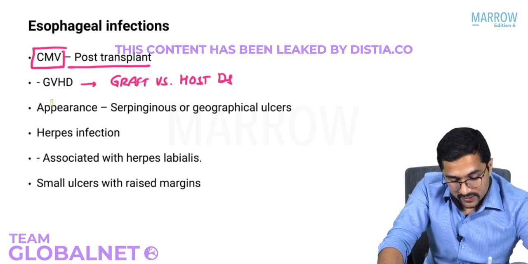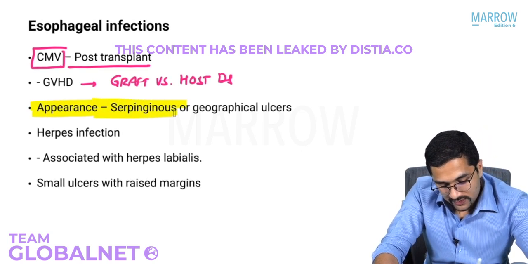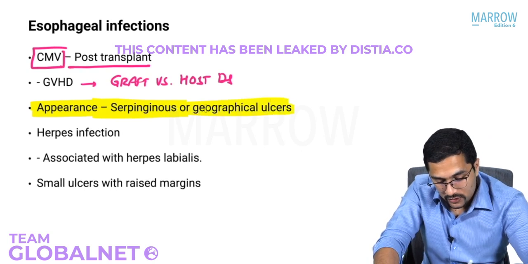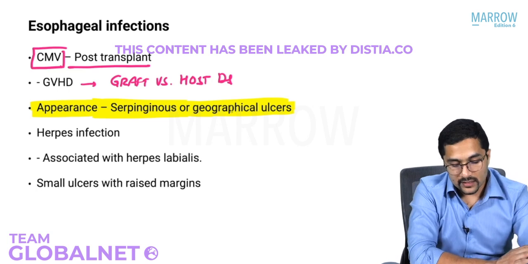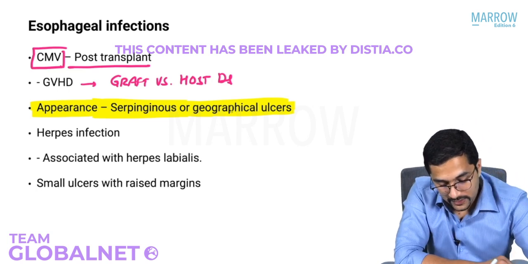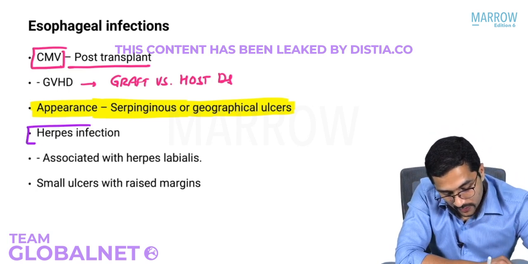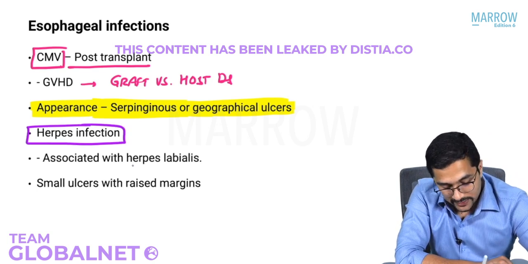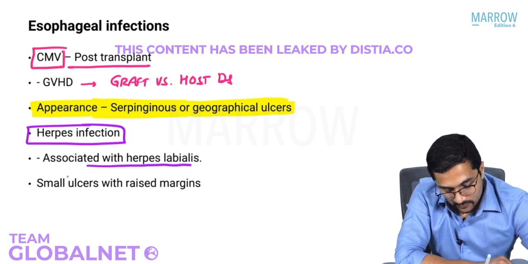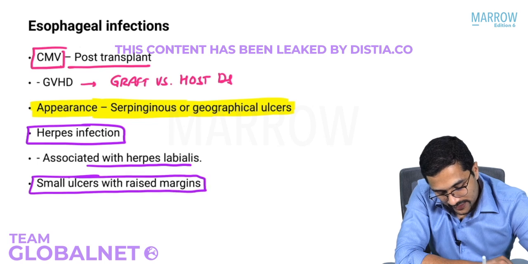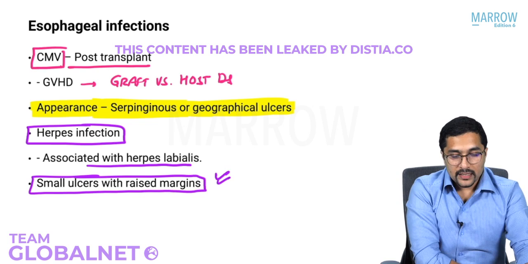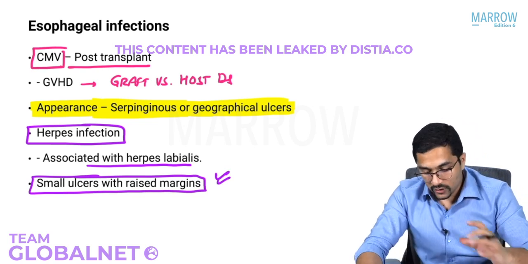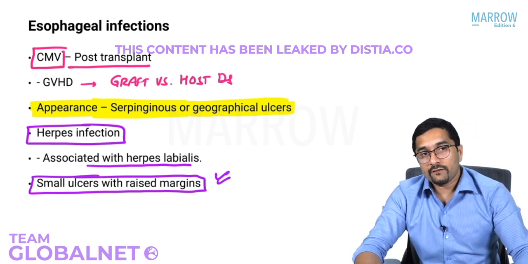And the appearance is very important. This was asked in the exam. You get serpiginous or geographical ulcers in cytomegalovirus, right? Herpes infection is associated with herpes labialis, and you will get small ulcers with raised margins in herpes infection. So these were the esophageal infections which you need to know.